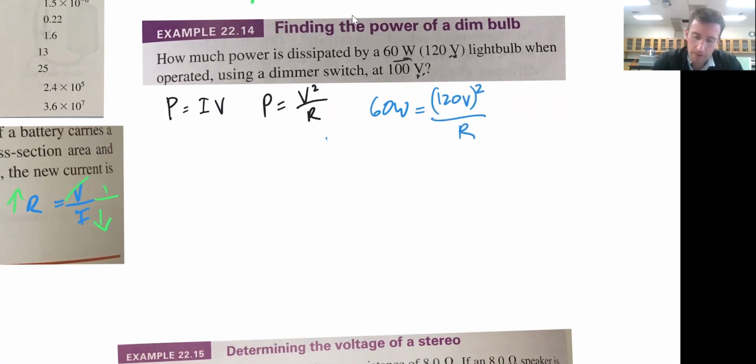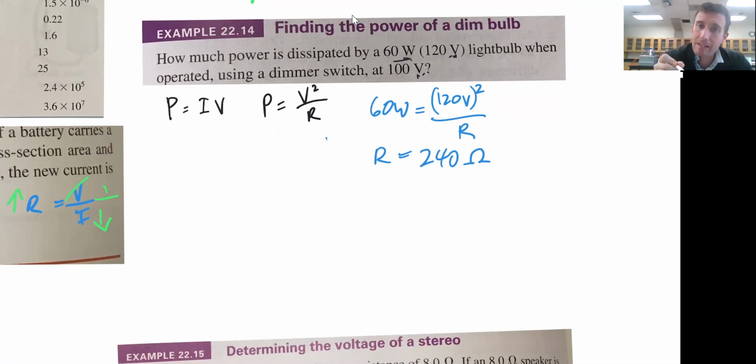So I multiply R over, divide by 60 watts, and I get R equals, let's see, that'd be 120 squared divided by 60 gives me 240 ohms. So 240 ohms as the resistance on a dimmer switch wire actually seems kind of reasonable. That was the same resistance that we saw in the light bulb filament in part 1. So that seems like it's in the right scale. So I'm okay with that value.